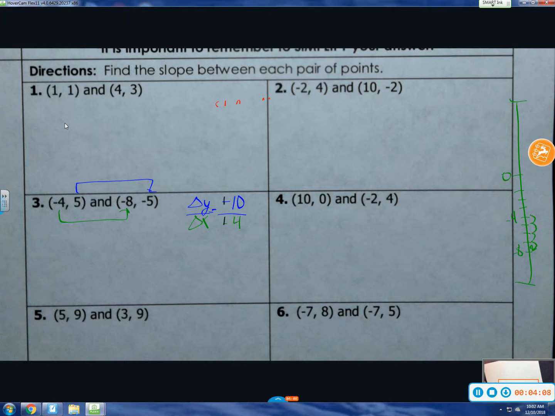Same thing. And what can you divide 10 and 4 both by? 2, right? So half of 10 is 5, and half of 4 is 2. And that is my slope for number 3.